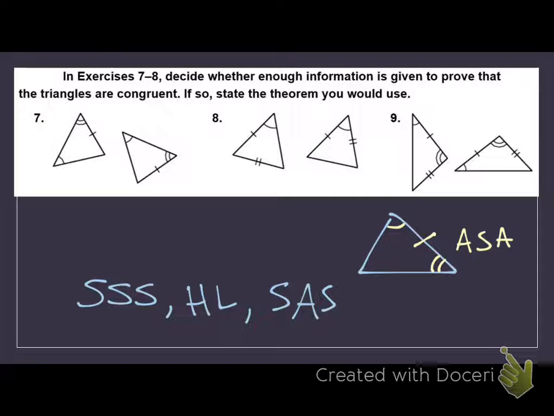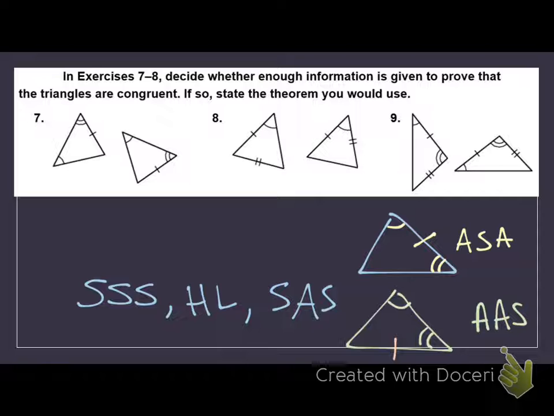Very similar. Angle, angle, side. Where does the side have to be? Not in between the angles. So across from one of them, it could look like this, or it could look like this. So there's two options for this type of picture. But those are the 5 theorems we're going to use, because those are the only 5 that exist.